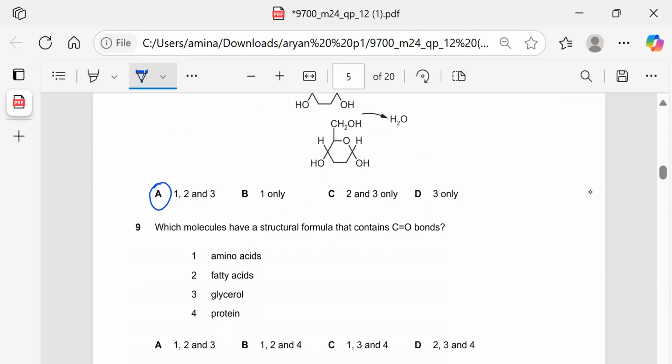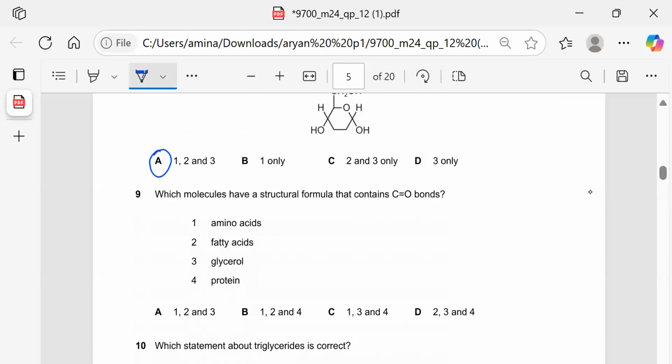Question number 9. Which molecule has a structural formula that contains C double bond O? Okay, so when I look at the C double bond O, if I make the simple diagram of amino acid, it is C double bond O, OH, and over here there's an H, and over here there's a variable group or R group, and over here I have NH2. So I can see C double bond O over here, okay?